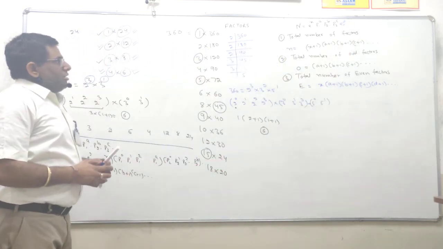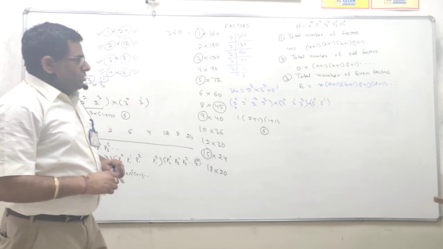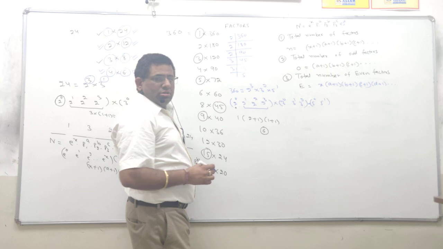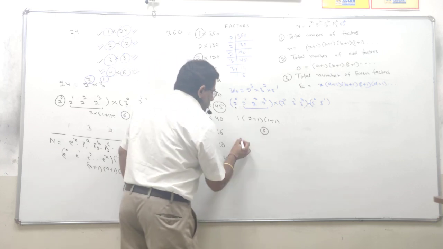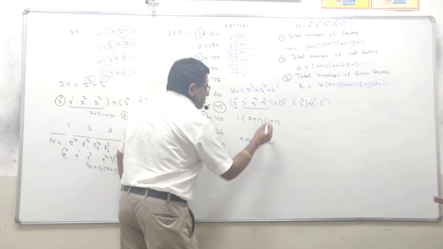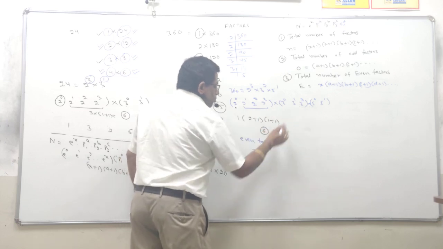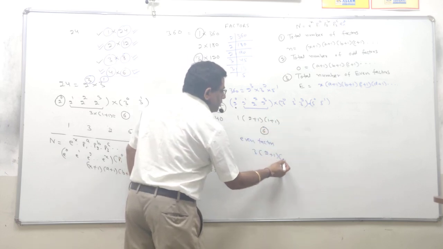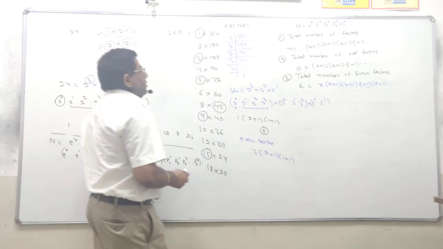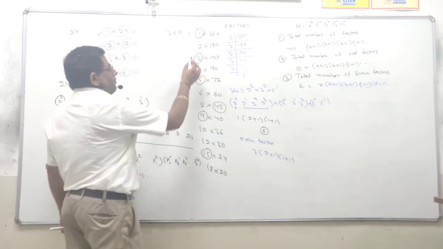So if we want to calculate the even factors of 360, the even factors of 360 can be obtained by any of these 3 factors. At least one of the 2 must be there. Even factors can be obtained as any of this 3 into this is 2 plus 1 into 1 plus 1. That is 3 into 3, 9, 9 into 2, 18. You can see here that we have 18 even factors.